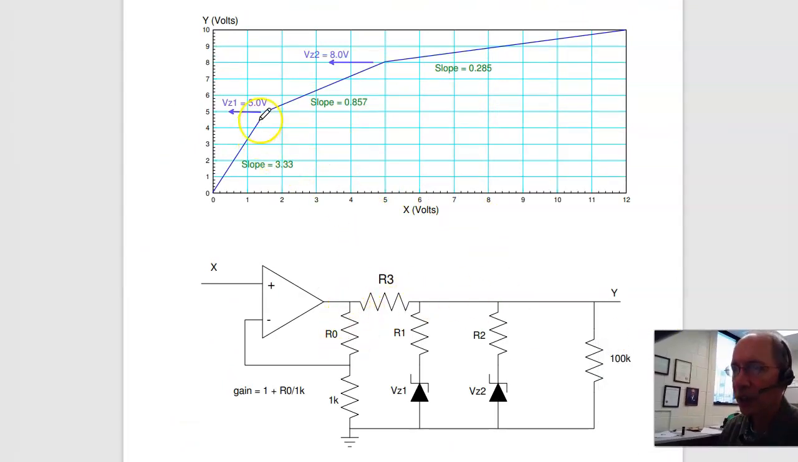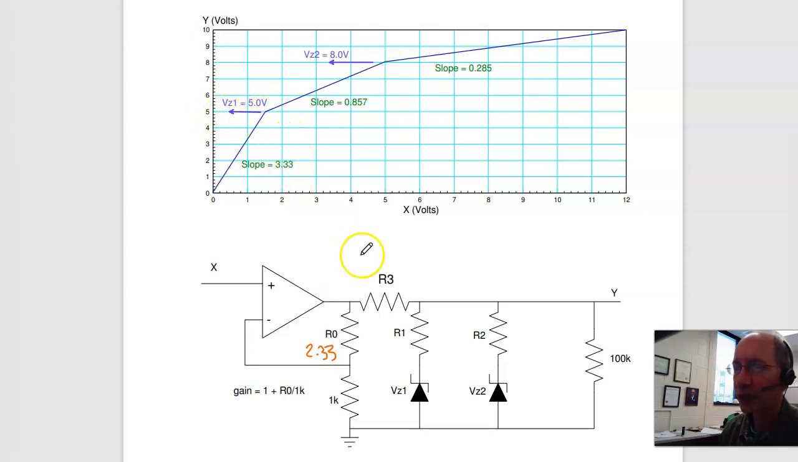So the way to design it is, first off, the slope is 3.33. That's this part of the circuit. Pick R0 for gain of 3.33. And for a non-inverting amplifier, the gain is 1 plus the ratio. So I want the ratio to be 2.33 to 1. This is 2.33K.